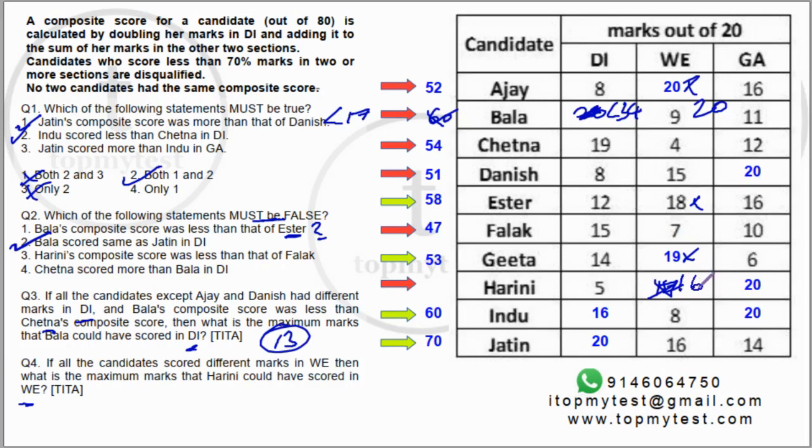16, can she score a 16? Not possible because Jatin has scored a 16. She cannot score a 15 because Danish has scored a 15. Can she score a 14? Yes, she can. 30 plus 14 is 44. So 14 is the maximum Harini can score.